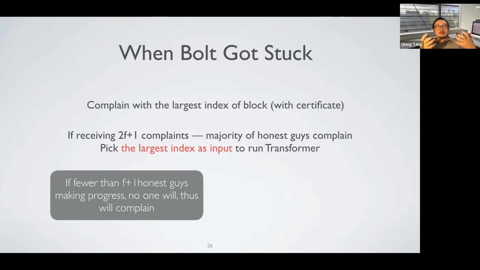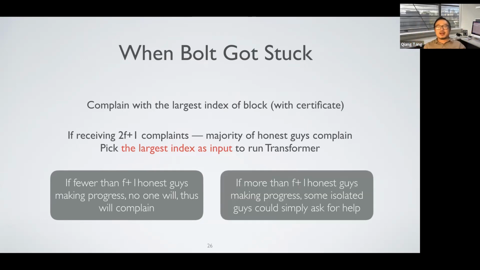If the majority of honest nodes do not make progress, actually no one will be able to make progress, because in order to make progress, we need to collect proofs or certificates for every single block. Every single block needs enough people to endorse it. So if a majority of honest nodes don't make progress, they will not endorse the next block, right? So everyone is going to complain. Let's just do a sanity check: if the majority of honest nodes are still making progress, they probably will not enter the fallback mechanism, right?